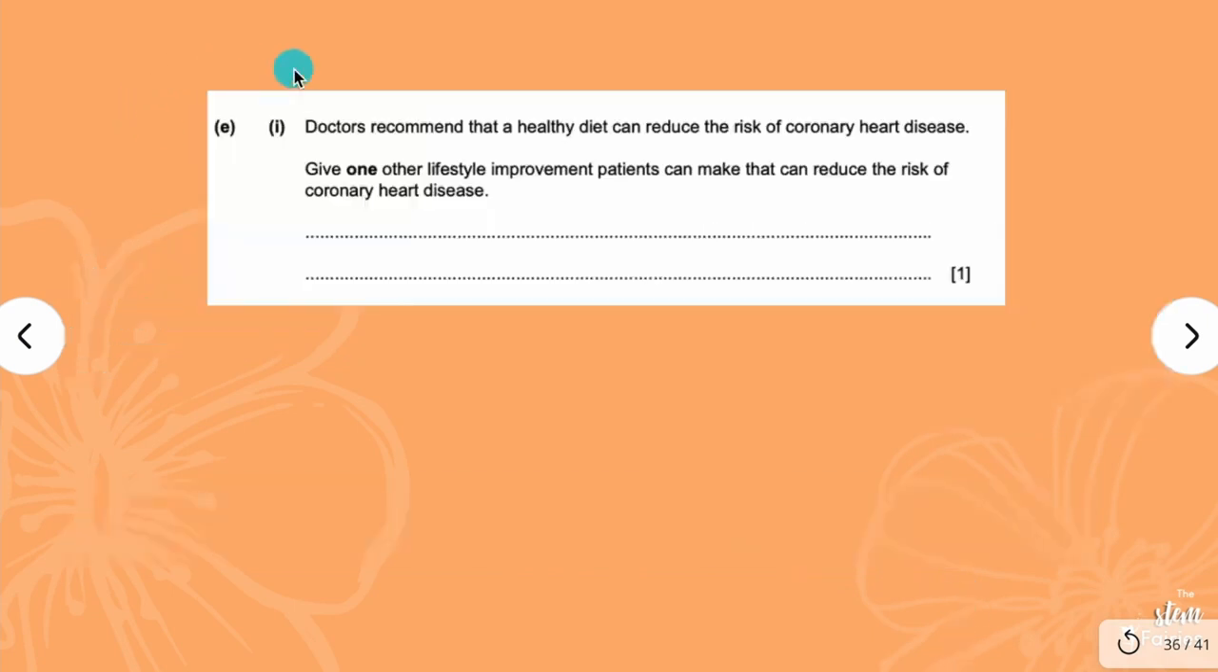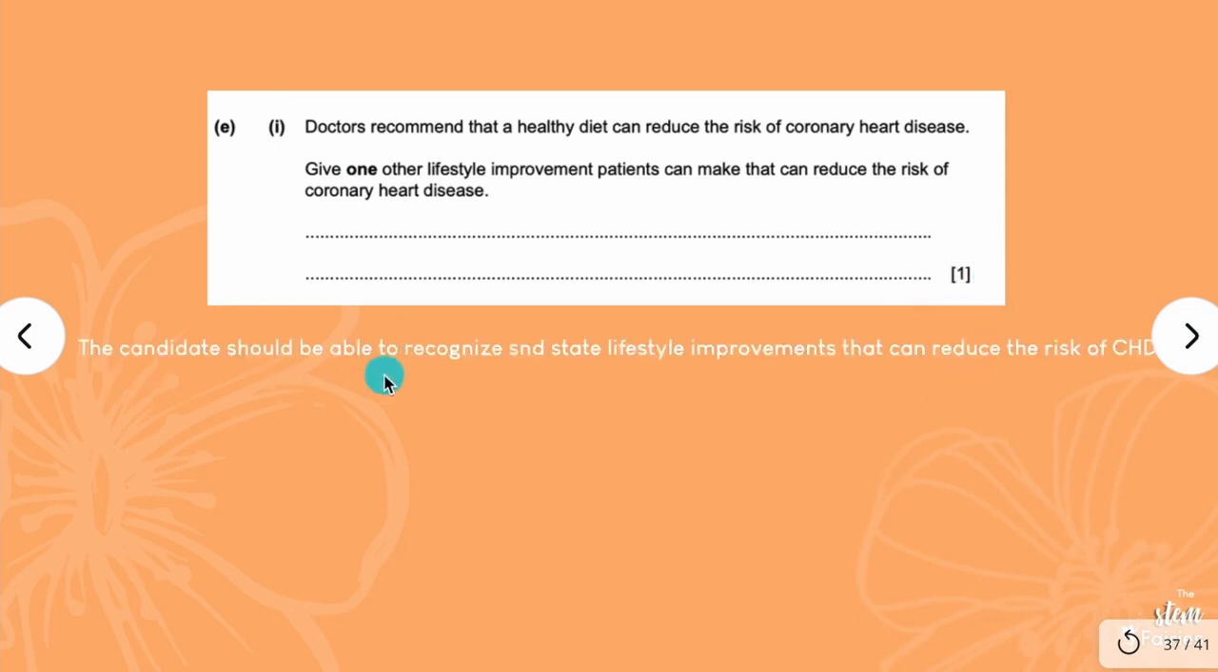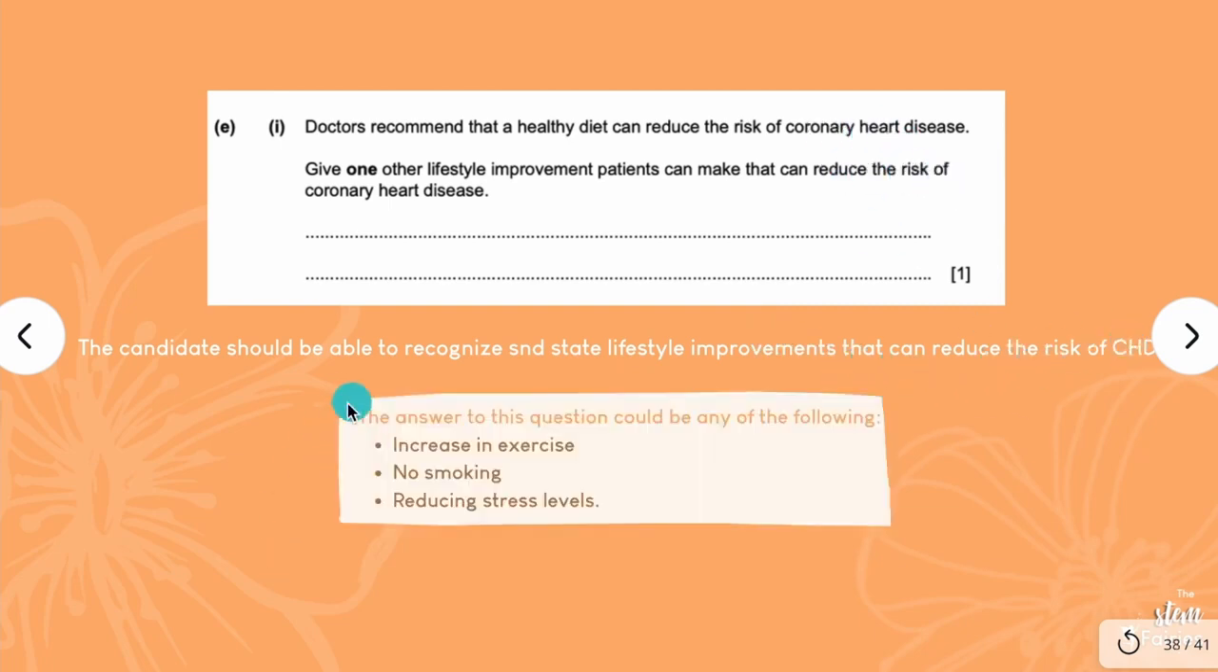Question EI states, doctors recommend that a healthy diet can reduce the risk of coronary heart disease. Give one other lifestyle improvement patients can make that can reduce the risk of coronary heart disease. So only one improvement has to be stated here, and it's only for 1 mark. The candidate here should be able to recognize and state lifestyle improvements that can reduce the risk of CHD, which is coronary heart disease. Therefore, the answer to this question could be any of the following: an increase in exercise, no smoking, or reducing stress levels.